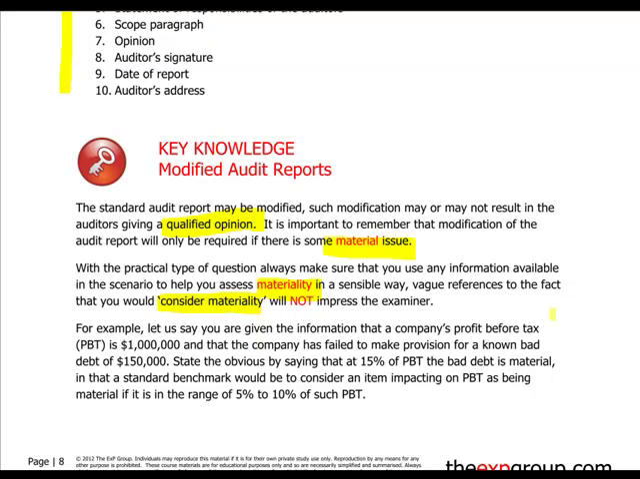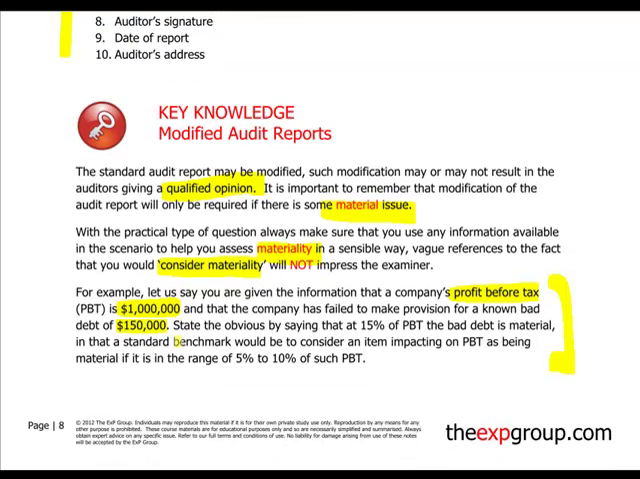And you have here a nice short example. If the company has not made a provision of 150,000 in terms of the profit before tax amounting to 1 million, is it material or not? You know that in theory anything from 5 to 10% of the profit before tax and above might be considered material. So in this situation, this amount is material.